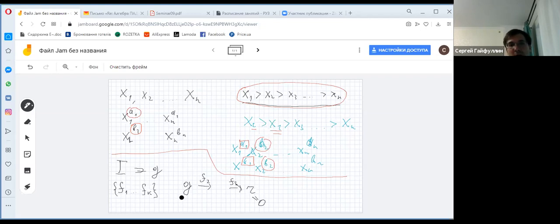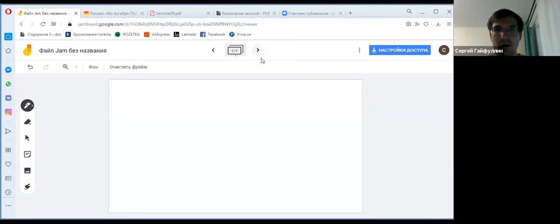So f1, ..., fk is a Gröbner basis if and only if for every g from I, for any reductions, the remainder is 0. If for some element g from I and some set of reductions the remainder is not 0, then this is not a Gröbner basis. And how can we check that this is a Gröbner basis?